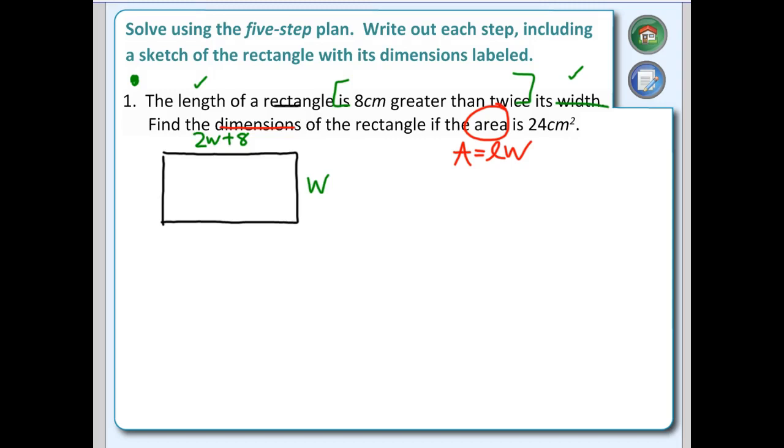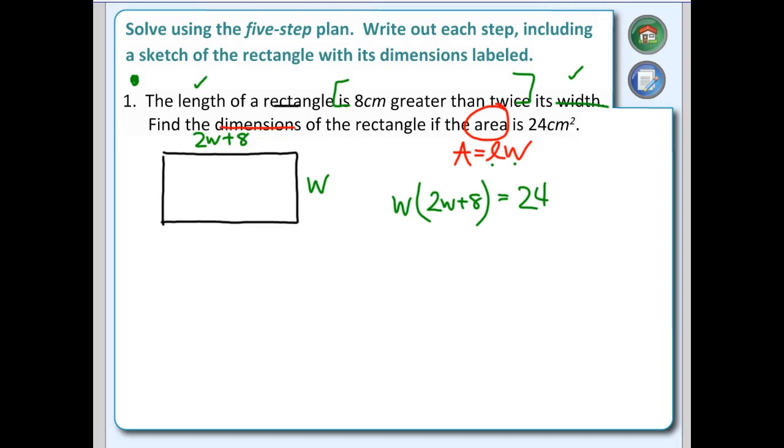Okay, so now what's my equation going to look like? Find the dimensions if the area is 24 centimeters squared. Well, we've already said area equals length times width, so that means we've got W times 2W plus 8. Don't forget to put those parentheses around your binomial equals 24 centimeters squared. Okay, so here's my equation.